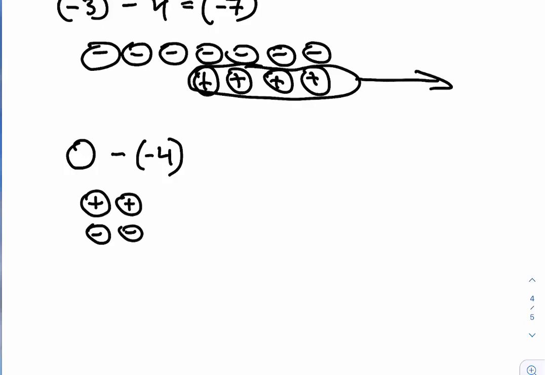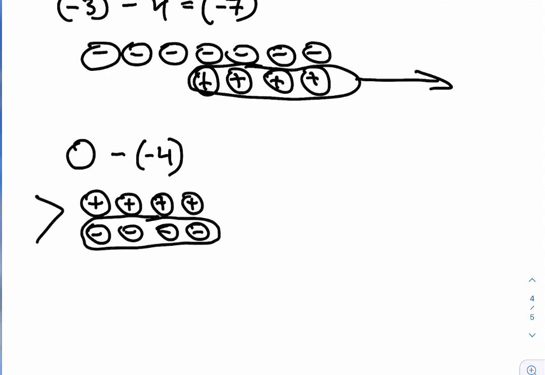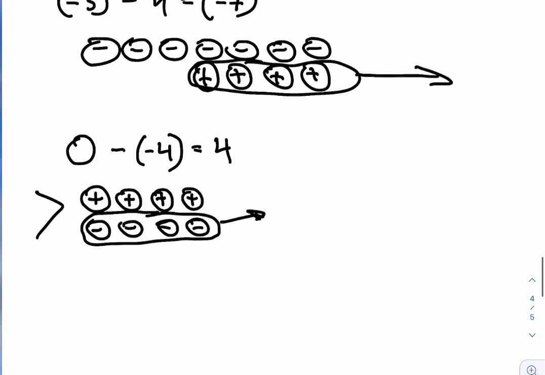Okay, I still have chips representing 0 on the board, but I can bring in enough so that I have 4 negative chips available. Again, the value of all of this is still 0. I take my 4 negative chips, I've removed those. My answer is 4 positive.